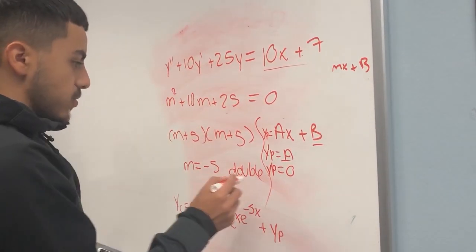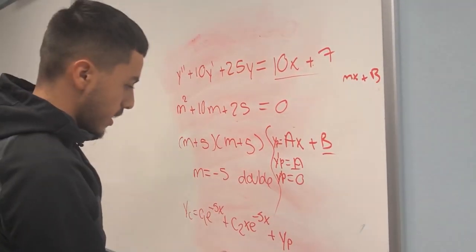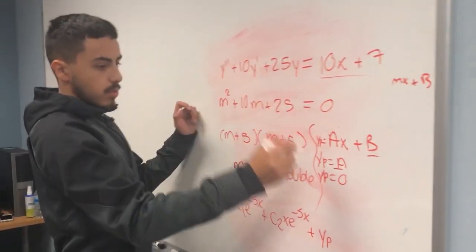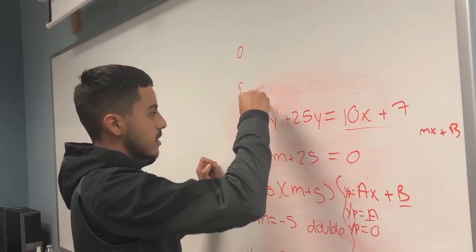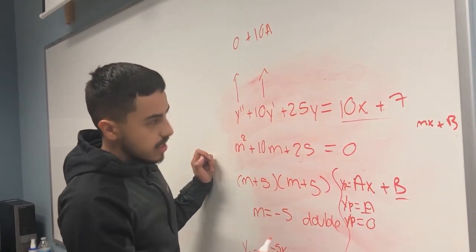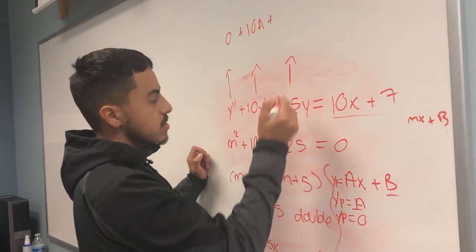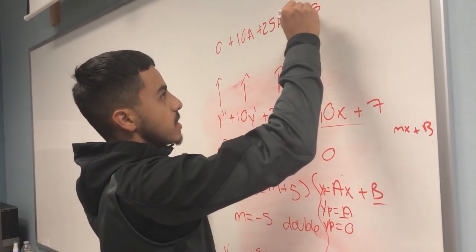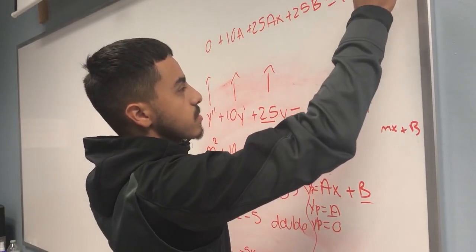So now what do we do with that? We can plug these values back into here and set it equal to that. Okay, so let's do that. Let's just do it up here. So y double prime, that's just 0. And then this 10y prime, we have plus 10a. And then for here we have ax plus b times the 25 in front of it. So 25ax plus 25b after distributing, and that equals this particular.